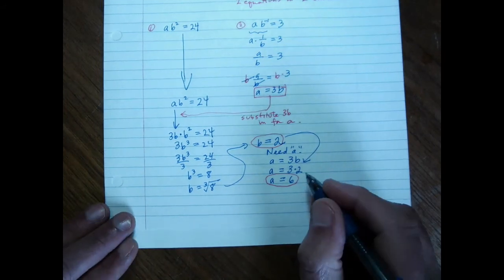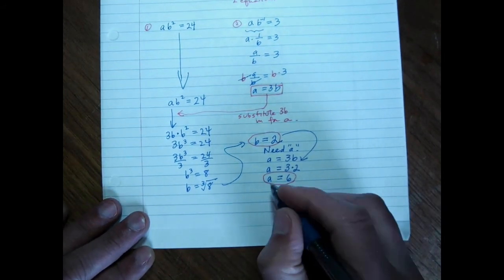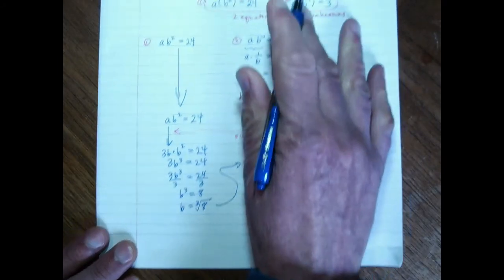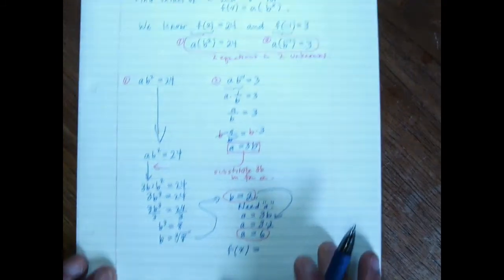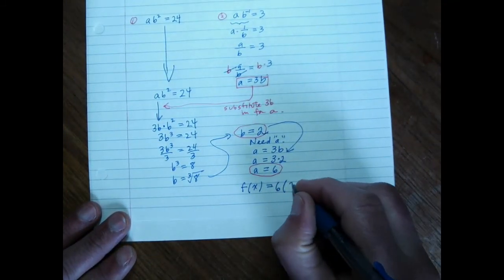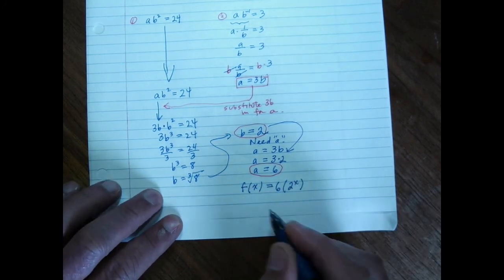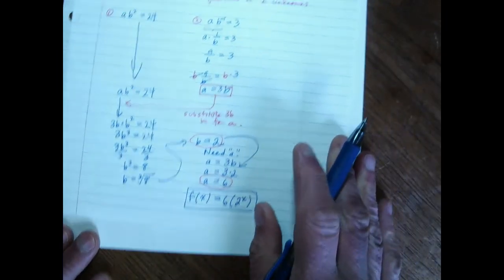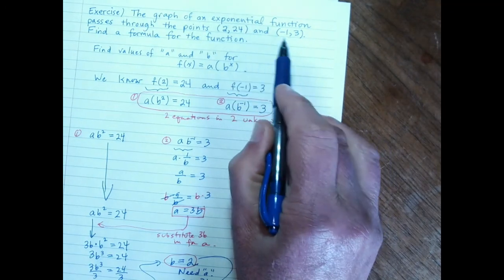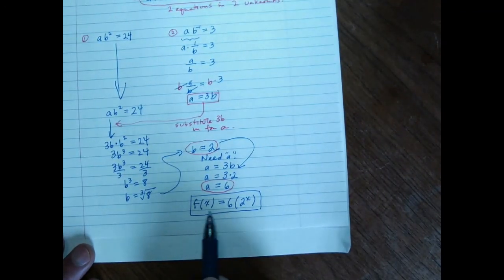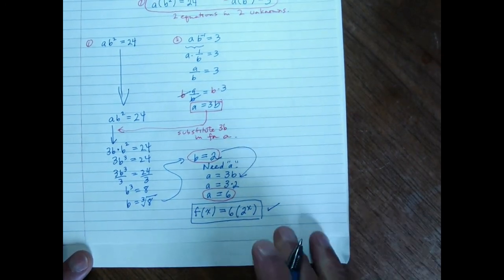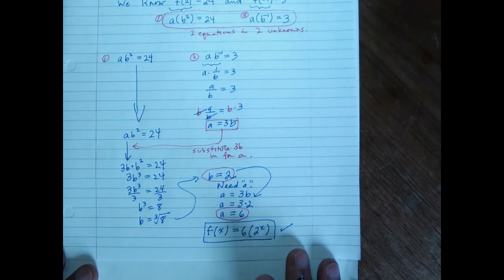And now I can write down the formula for the function, because the problem asks us to write down this formula. f of x is, instead of a b to the x, I can write 6 times 2 to the x. And there's my answer. You can check this by plugging in each of the two given points. Both of the given points should fit this function, and if you check that, they do. We got it. There's our formula for the function in that exercise.